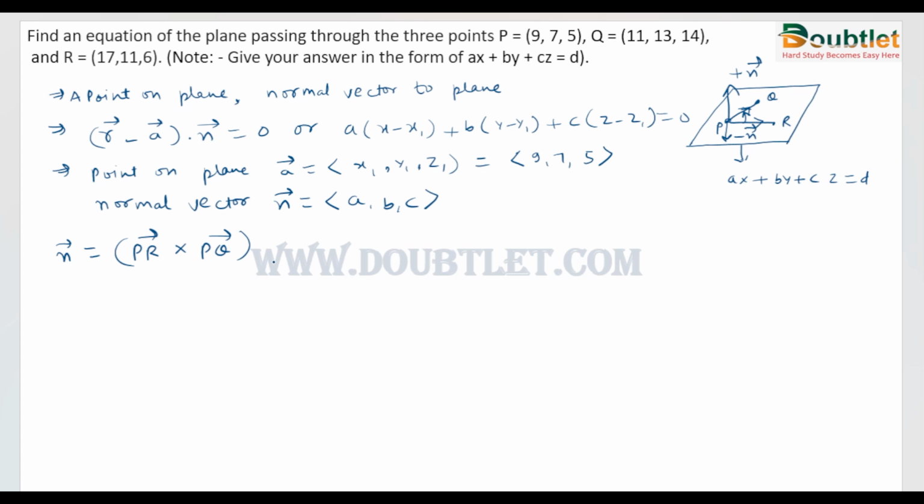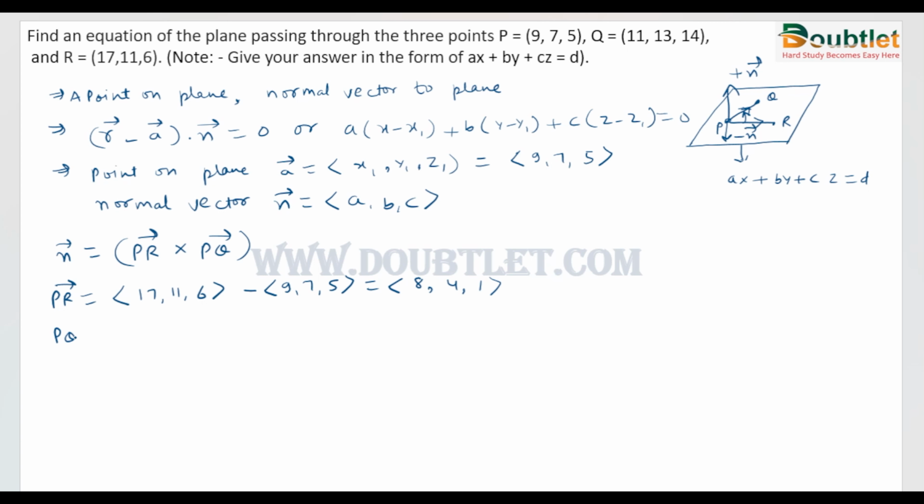Okay, so now to find the PR vector, we need to subtract the coordinates of P from the coordinates of R. So R coordinates are given as 7, 11, 6 minus coordinates of P, which are 9, 7 and 5. If we subtract these, what we will get is 8, 4 and 1. So this is the PR vector.